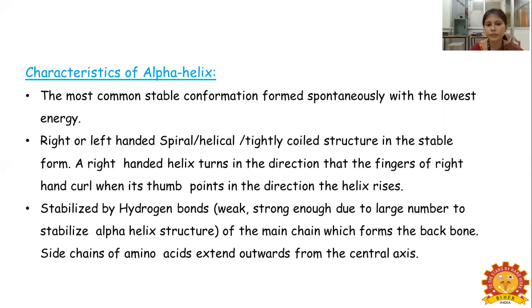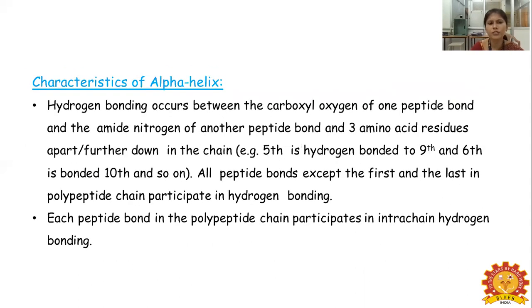It is stabilized by hydrogen bonds. We know that hydrogen bonds are weak, but together they are strong enough due to the large number that stabilize the alpha helix structure. These hydrogen bonds are in the main chain, the backbone, and the side chains of the amino acids extend outward from the central axis. Hydrogen bonding occurs between the carboxyl oxygen of one peptide bond and the amide nitrogen of another peptide bond, 3 amino acid residues up or down in the chain. All the peptide bonds except the first and the last in the polypeptide chain participate in hydrogen bonding.